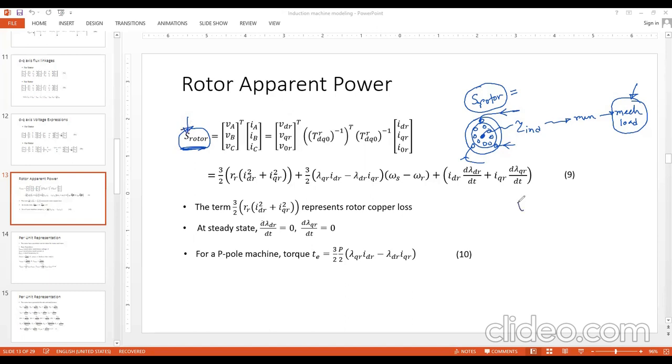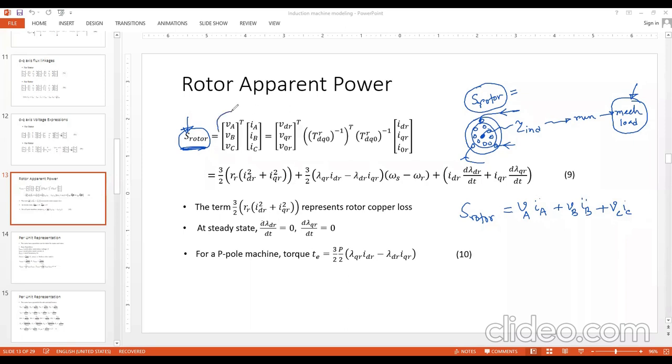And apparent power is simply VAIA plus VBIB plus VCIC. This is the three-phase apparent power. Sorry, there is a little mistake. All of these should be capitals because we are using capital letters for representing the rotor quantities. So this is VAIA, VBIB, and VCIC. Okay, so all are caps.